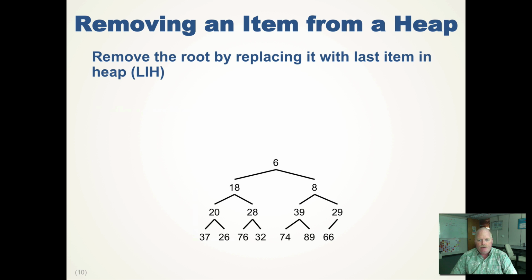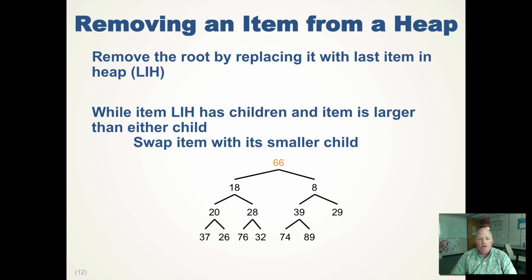And then the actual algorithm is to replace the root with the last item in the heap. And the last item in the heap is the 66 at the bottom. So we replace the 6 with the 66, removing it from the heap. And then now, while the item has children and it's larger than either child, swap the item with its smaller child. So 66 is larger than 18 and 8, but we're going to swap it with the smallest child, so we swap it with the 8. 66 is larger than 39 and 29, but we swap it with the 29.